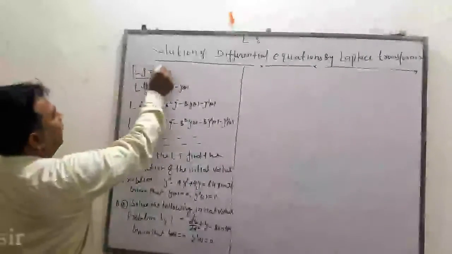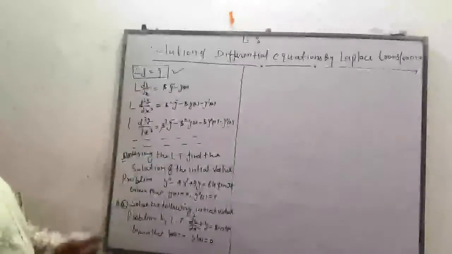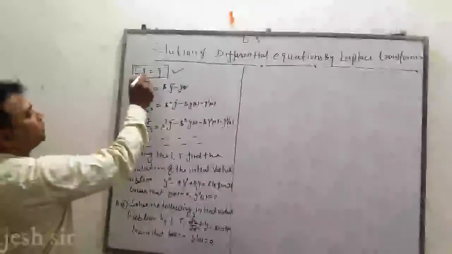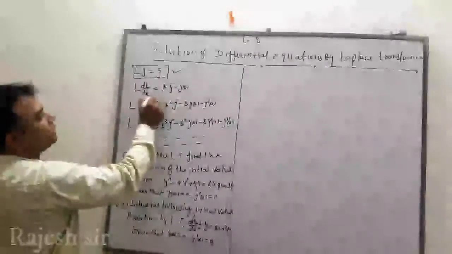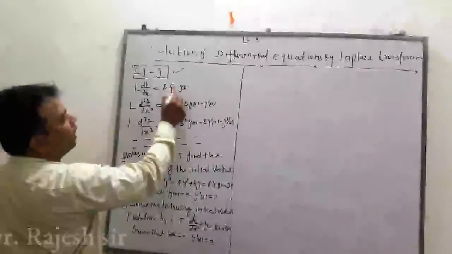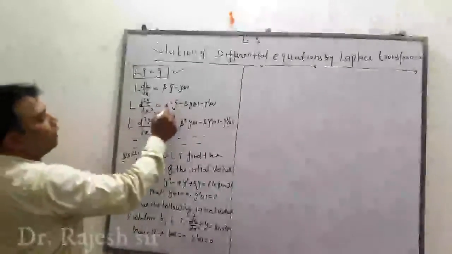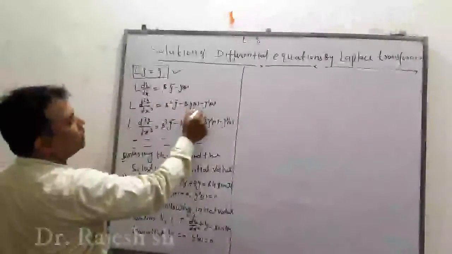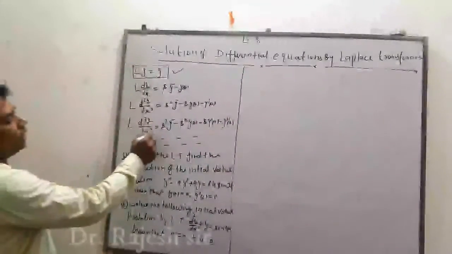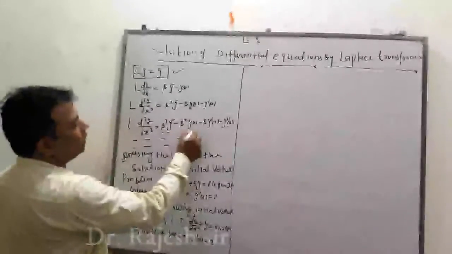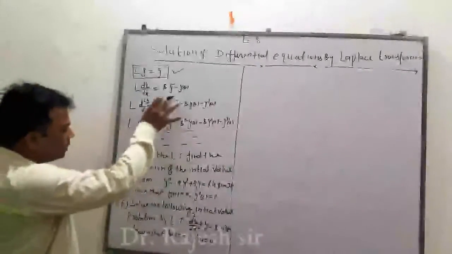We know that the Laplace of y is represented by y bar. If we take the Laplace of y, we represent it as y bar, and Laplace of dy over dx equals s y bar minus y0, and Laplace of d2y over dx2 equals s square y bar minus s y0 minus y dash 0, and Laplace of d3y over dx3 equals s cube y bar minus s square y0 minus s y dash 0 minus y double dash 0, and so on.